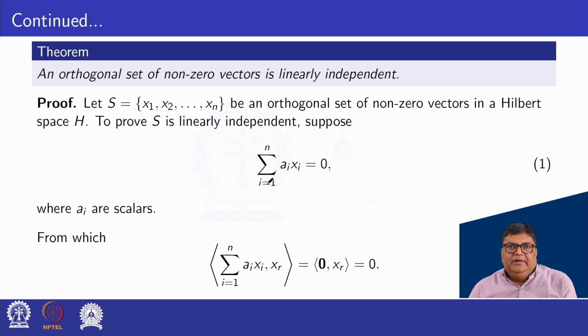Suppose summation i equal to 1 to n of ai xi is equal to 0, where ai are scalars, from which inner product of summation i equal to 1 to n of ai xi, with xr equal to inner product of 0 and xr, because summation i equal to 1 to n of ai xi is 0. So this is inner product of 0 and xr, that is 0.